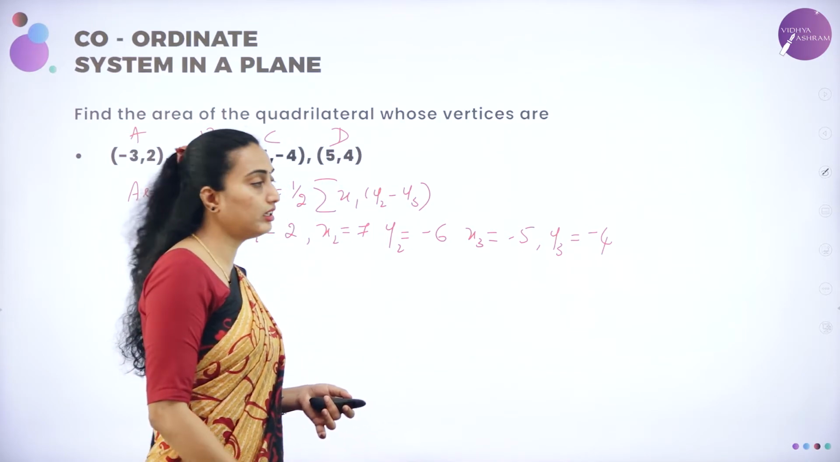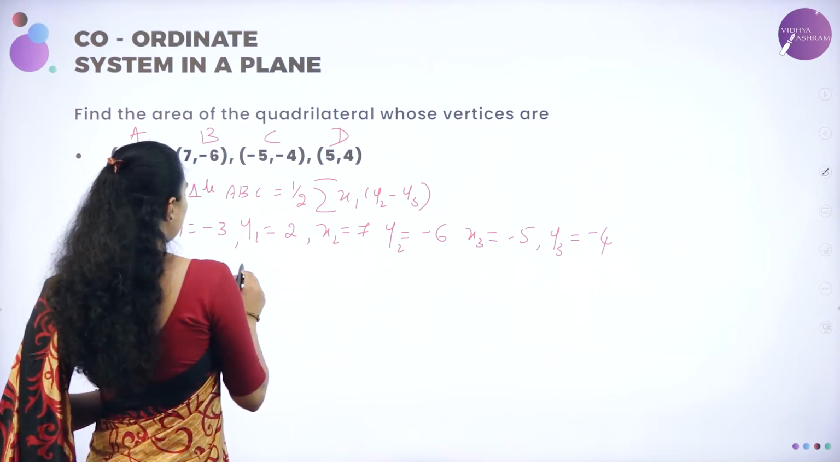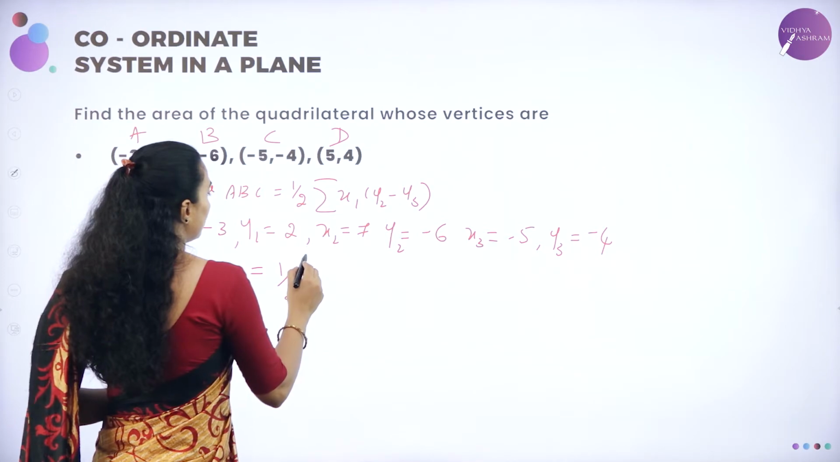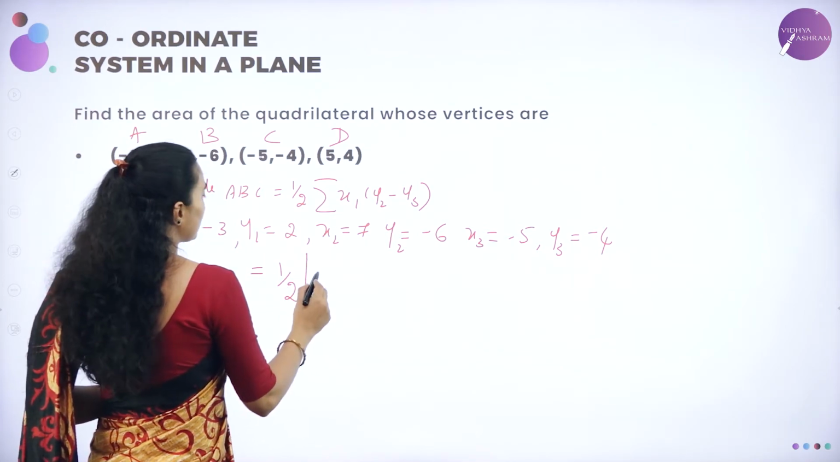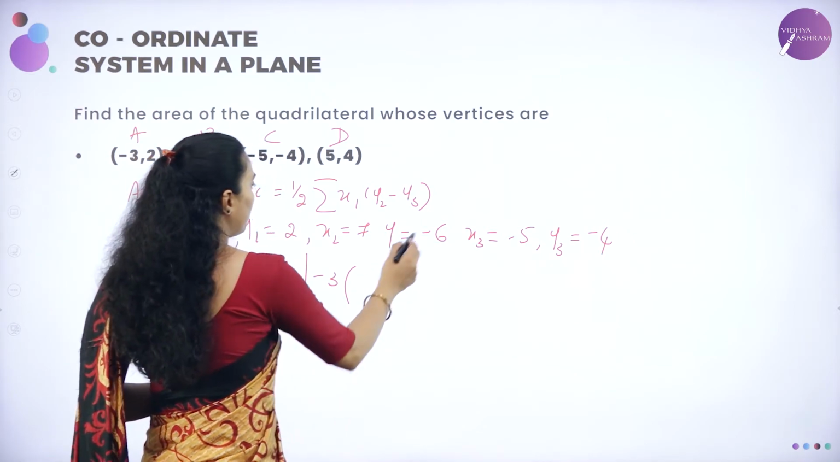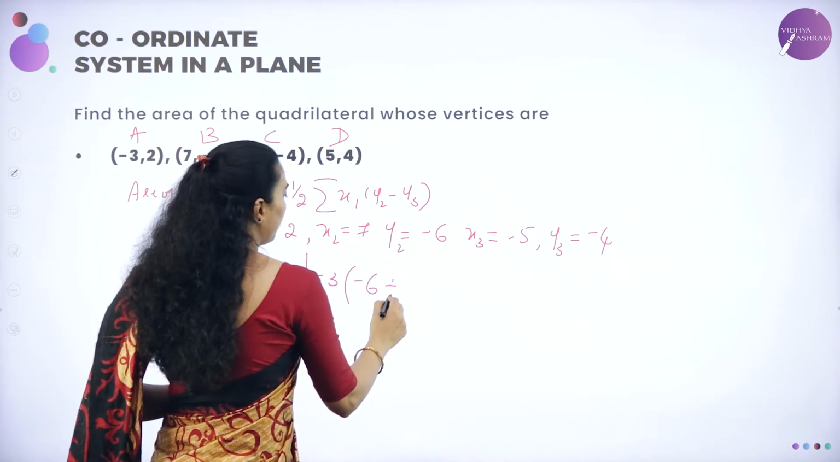Directly I am calculating. If you want, you can draw the diagram accordingly. We are going to have it as half into summation. What is that? Modulus of x1. x1 value is minus 3 into y2 minus y3. What is y2? Minus 6. y3 is minus 4. Minus of minus, it will become plus 4.